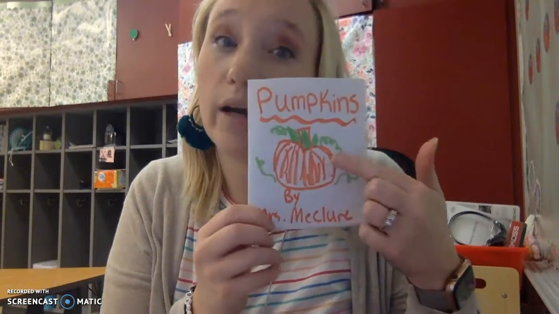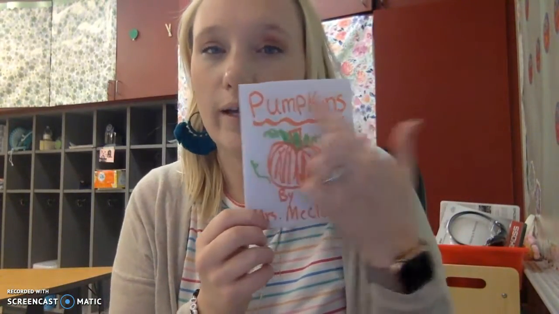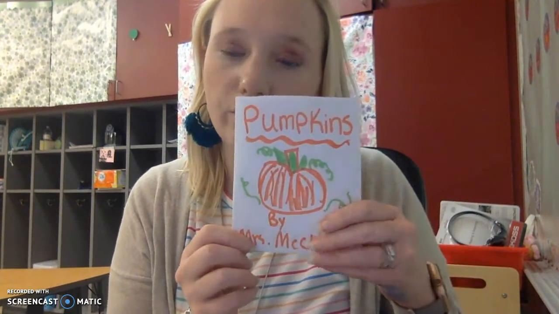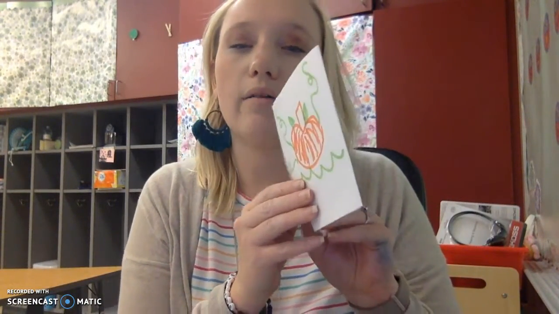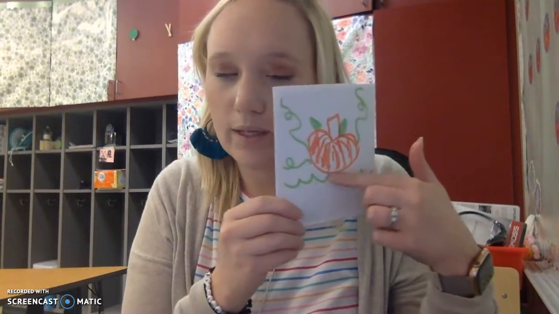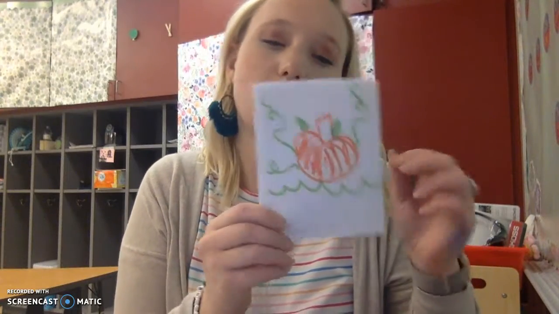I have my cover page, or my front cover. I'm sorry, I keep saying cover page. My front cover of my book, which has the title, the author and illustrator, and a picture about what's going on. And then I have the back cover, which has a picture of pumpkins to give an idea what's going on in our story. We're talking about pumpkins.